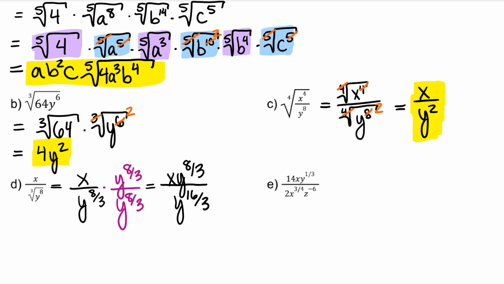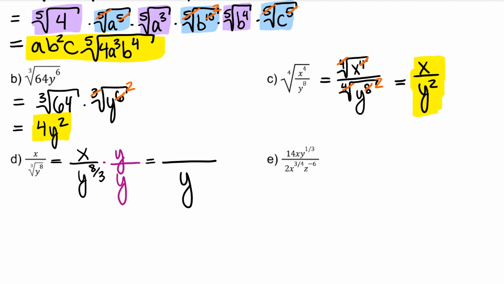in my denominator. So I don't know what this exponent is yet, but I need it to eventually be an integer that is greater than this existing fraction. Because 8 over 3 is 2 2/3, the smallest integer greater than 2 2/3 is 3. So my goal is to have y cubed in the denominator. If we rewrite 3 as a fraction with the denominator of 3, it would be 9/3. Now I know what this exponent needs to be. 8/3 plus 1/3 is 9/3.